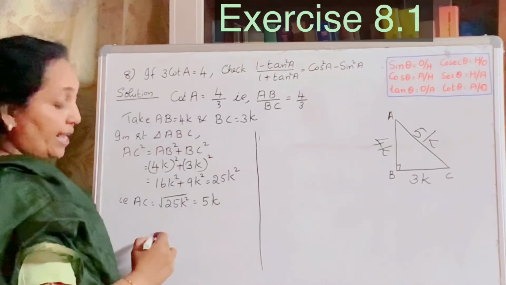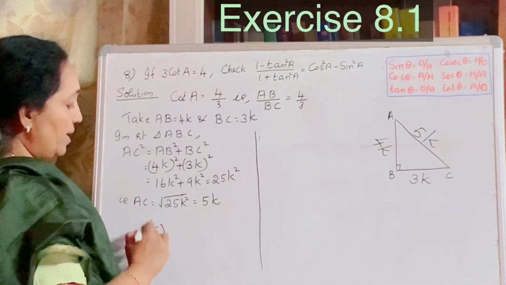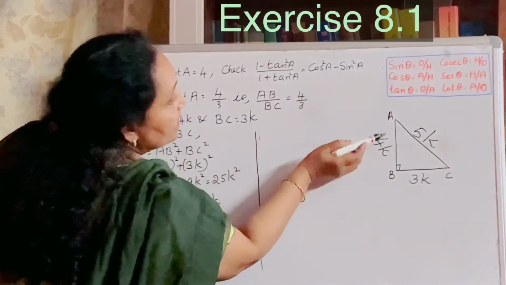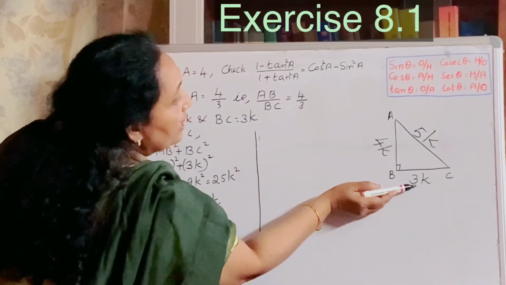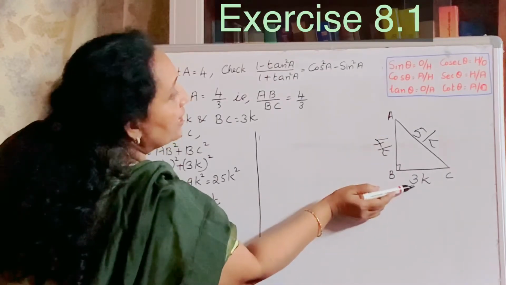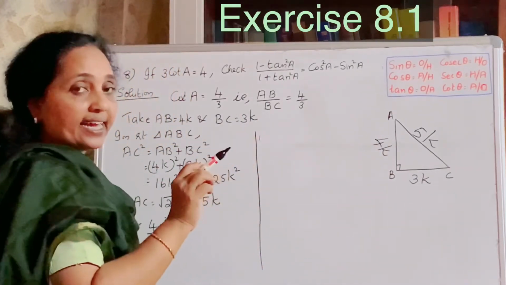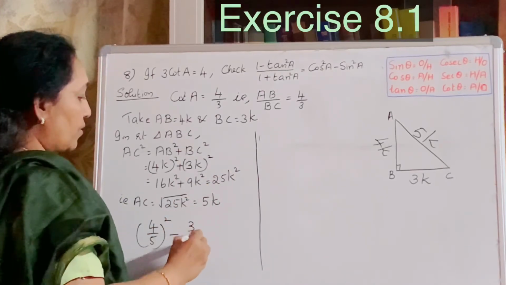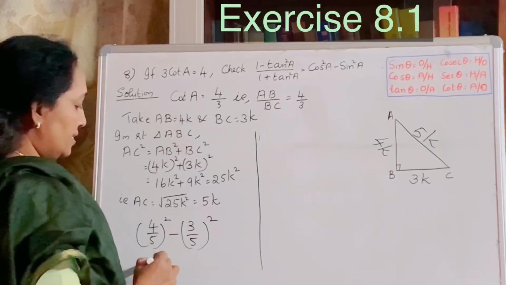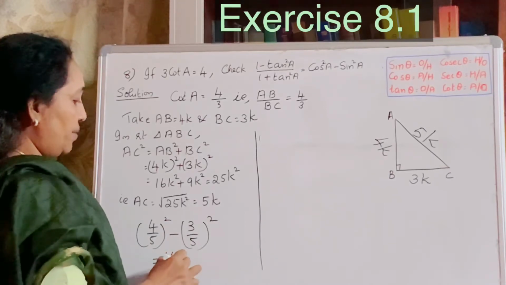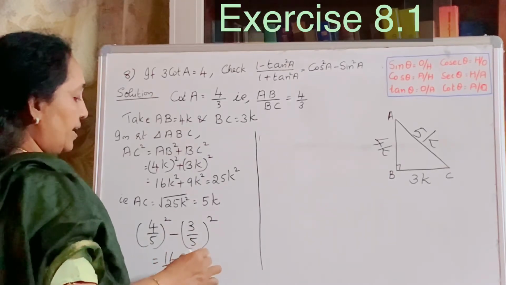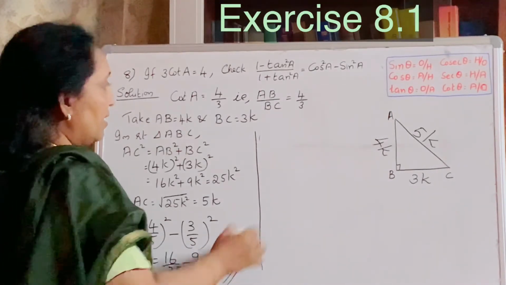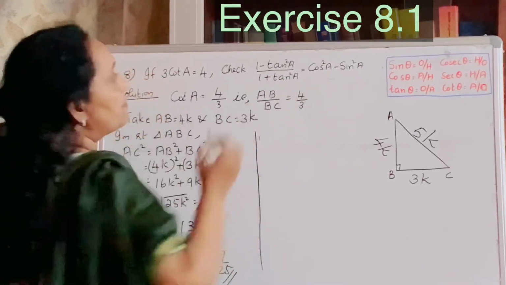That means cos square A is (4 by 5) square minus sin square A. Sin A is 3k by 5k, that is 3 by 5. That means sin square A is 3 by 5 the whole square. That is 16 by 25 minus 9 by 25, which is equal to 7 by 25. The value of this expression is 7 by 25.